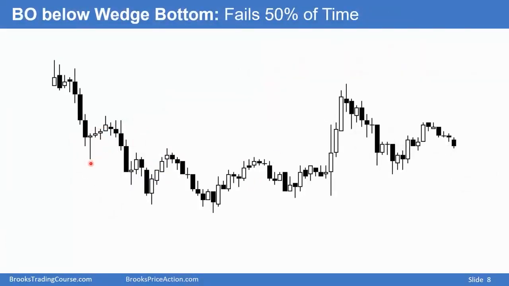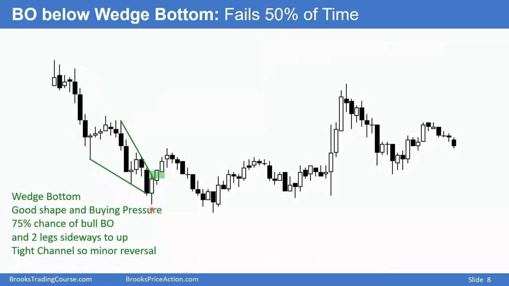Wedge bottom, 3 pushes down, 1, 2, 3. Fairly tight channel, so probably minor reversal, but pretty good buying pressure. You might get a couple legs sideways to up. An obvious location for a stop is below the bottom of this strong buy signal bar. In general, if the market hits a stop, a reasonable stop, an obvious stop, 50% chance the break below the buy signal bar will lead to a measured move down. 50% chance the breakout will fail, and you'll get a second reversal.